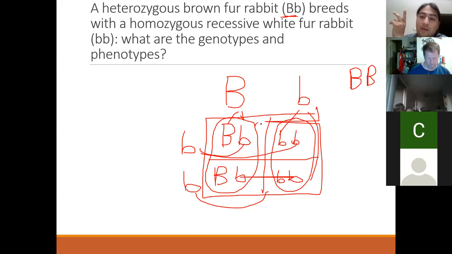This is genotype. When I'm speaking about phenotype now, which is the observable characteristic, I'm speaking about the color of the fur. So what percentage of rabbits are going to be brown?